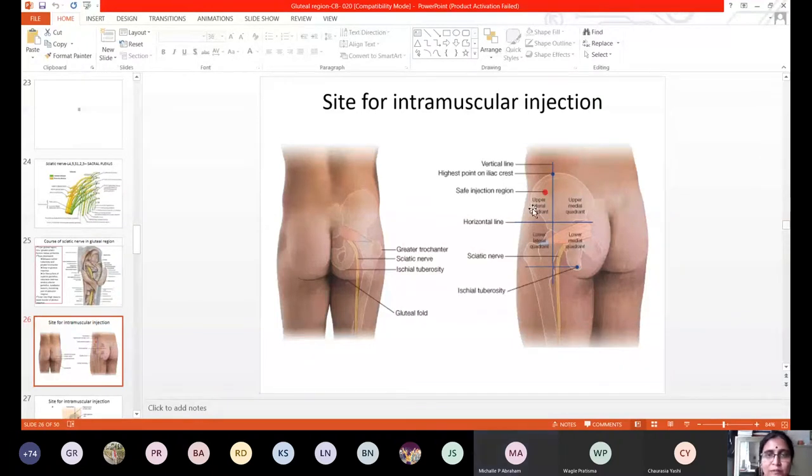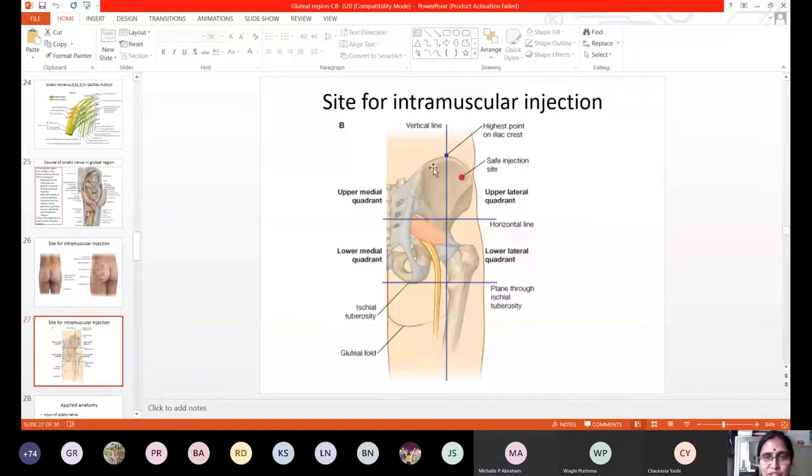Yes, ma'am. Okay. Now, this picture is showing which quadrant? This is the safest site for the intramuscular injection. This is the superolateral quadrant, or upper outer quadrant, or upper lateral quadrant. This is the upper medial quadrant. This is the lower medial and lower lateral quadrant. So you should remember the safest site for the intramuscular injection in the gluteal region is the upper lateral quadrant or superolateral quadrant.